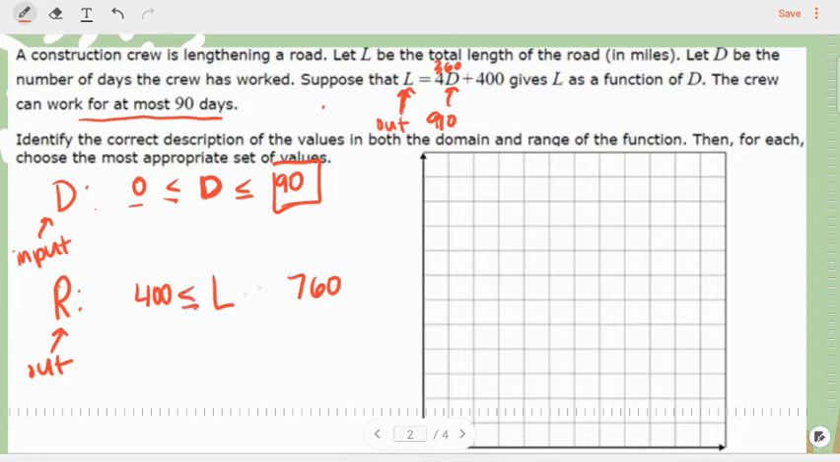Remember my inequality signs? Face towards the larger of the two numbers. So my domain is the days between 0 and 90, and my range is the length between 400 and 760. And we're just going to forget about the graph on this example.